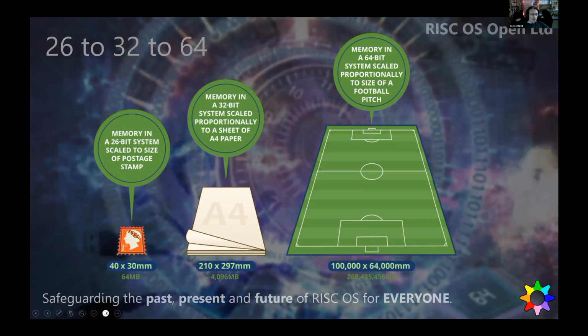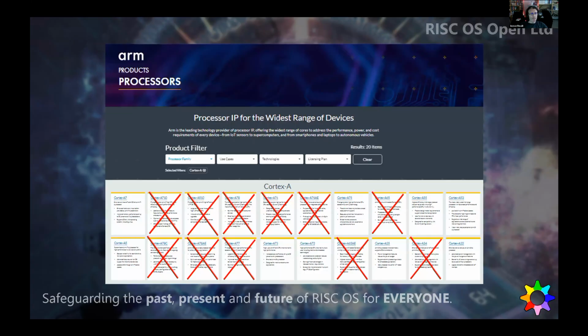So this isn't just an opportunity, it is a threat. And the reason why I say that is because if you go and look at ARM's website and you look at the ARM architectures that they are currently licensing so that people can build them into chips, we can see that the ones that support 32-bit mode and can run RISC OS natively are ever decreasing. So we've put a red cross through all the ones that don't support RISC OS 32-bit mode anymore, that you can't run RISC OS on.